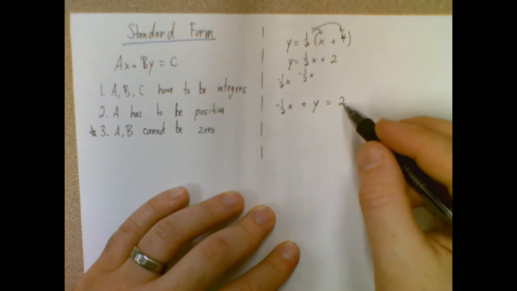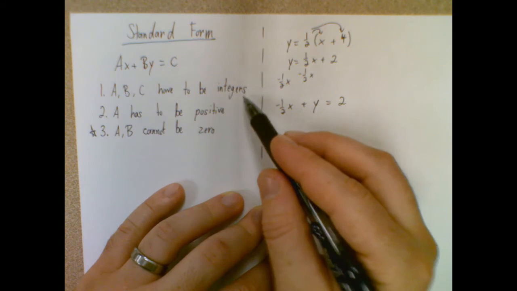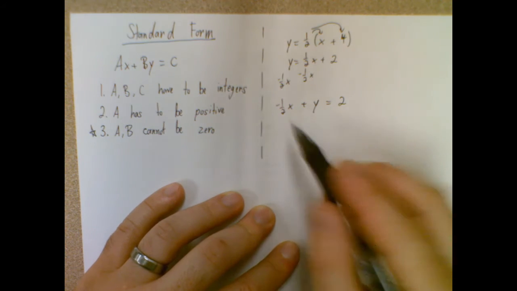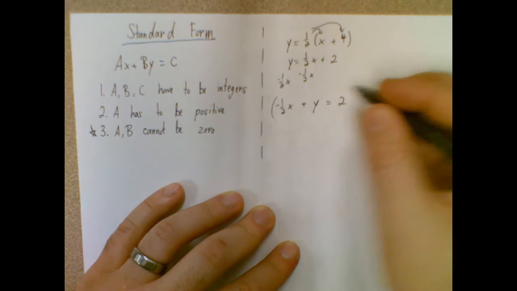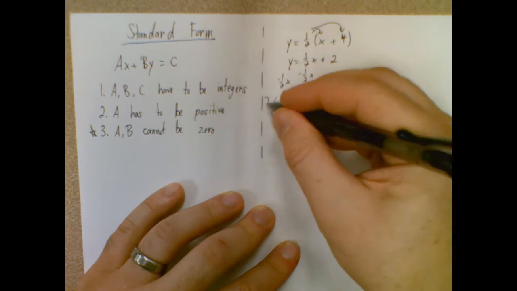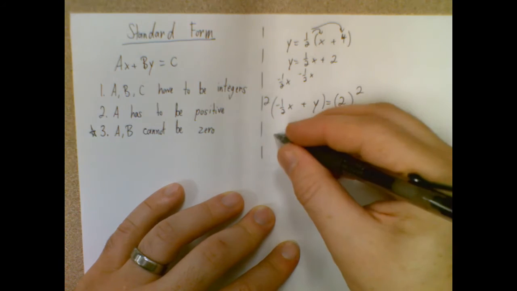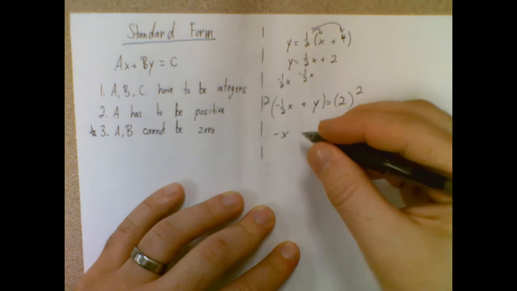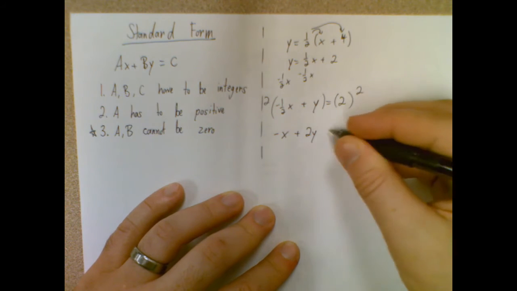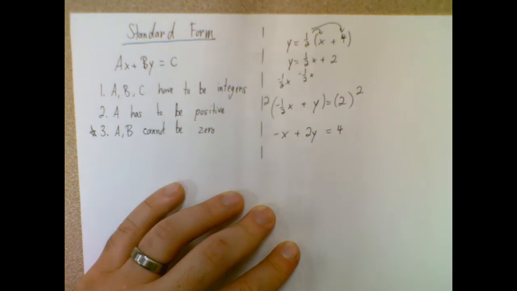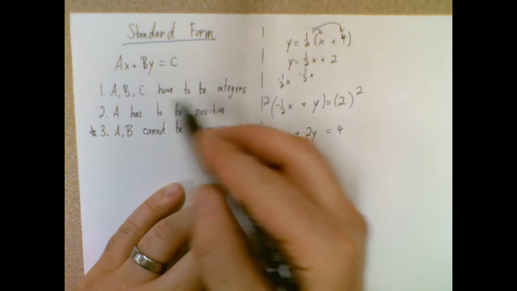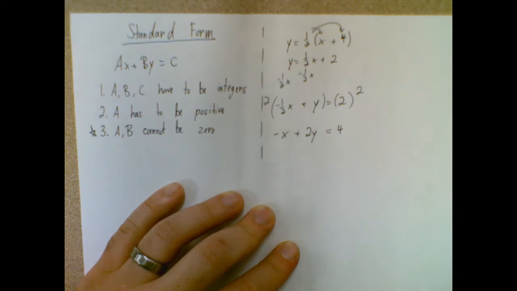So now that I have that, let's go through. Are they all integers? No, they're not. We have a fraction. So to get rid of a fraction, I need to multiply everything by the denominator of that fraction, which in this case is 2, which leaves me with negative x, or negative 1x, plus 2y equals 4. So make sure you do distribute that to the y as well. So now I have integers, negative 1, 2, and 4, so those are good.